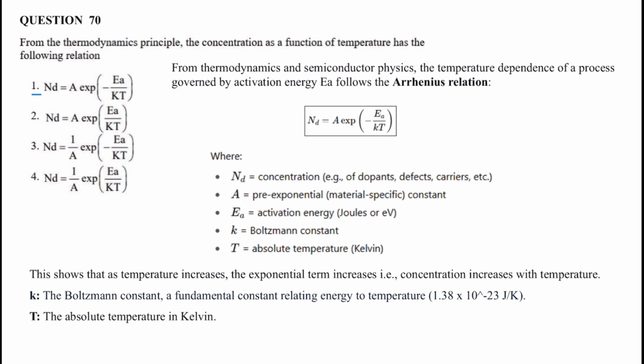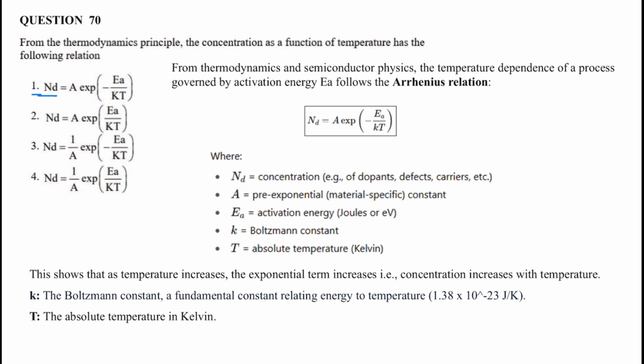Question number 70. From the thermodynamic principles, the concentration as a function of temperature has the following relation. From thermodynamics and semiconductor physics, the temperature dependence of a process governed by the activation energy EA follows an Arrhenius relation, that is ND is equal to A exponential minus of EA by KT, where ND is concentration, A is pre-exponential constant, EA is activation energy, K is Boltzmann constant, T is the absolute temperature in Kelvin. Correct answer is option 1.